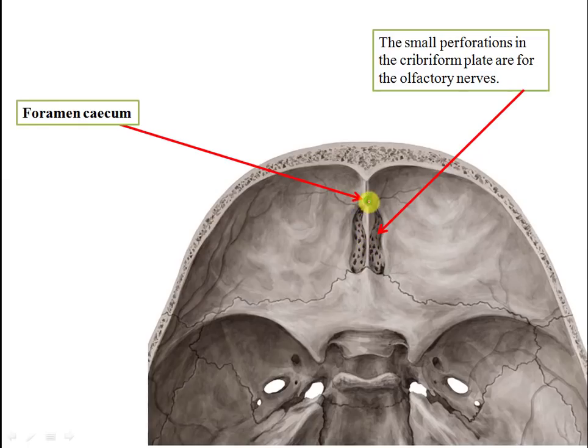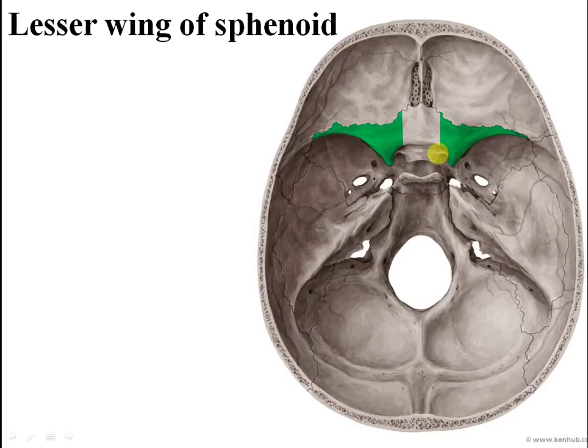Anterior to the crista galli, we have this foramen. It's the foramen cecum. It's called cecum because usually in most people it's closed. Cecum means blind or closed. The final bone forming the anterior cranial fossa is the lesser wing of the sphenoid.